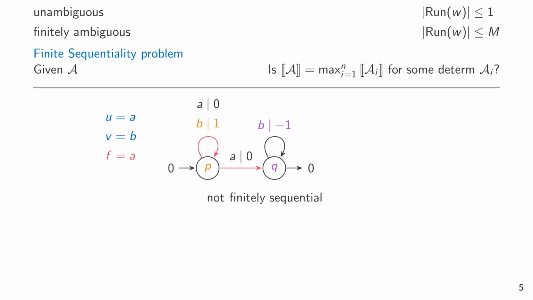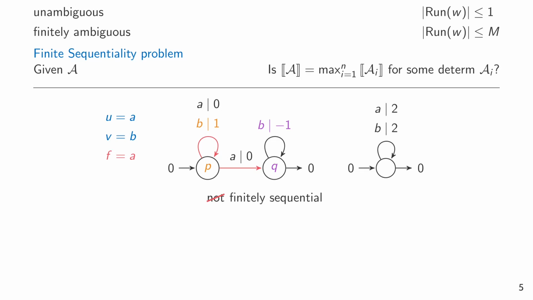Let's have one more look at the automaton from the last slide. We've seen that this automaton is unambiguous and that its behavior is not finitely sequential. But let's add a new state with transitions like this. This automaton is not unambiguous anymore.